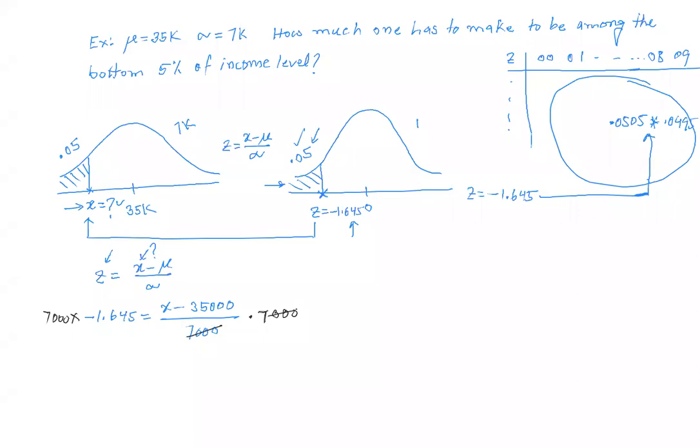So now this is going to cancel. That's going to give you X minus 35,000. And on the left, 7,000 times negative 1.645 is going to be negative 11,515. Now to solve for X, I add 35,000 to both sides.